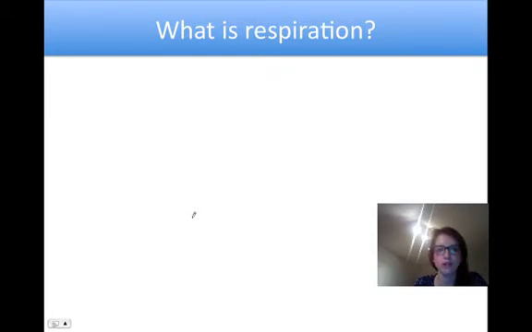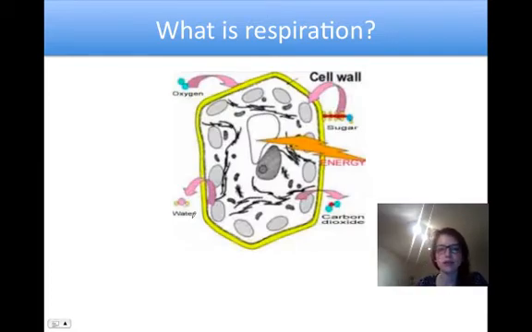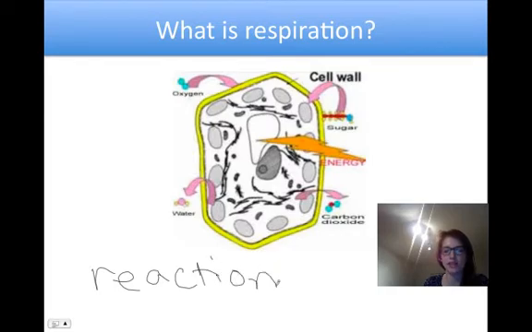So, first question, what is respiration? Respiration is a chemical reaction that's taking place inside a cell, okay? You might be able to remember the equation that we already looked at, but the important thing to remember is that it is a chemical reaction. It's nothing to do with breathing. Some people confuse respiration with the action of actually breathing in and out, and it is not anything to do with that at all. It is the chemical reaction inside a cell.